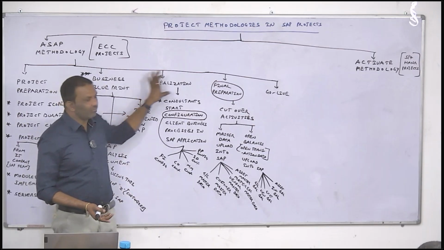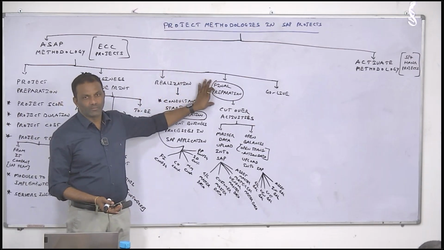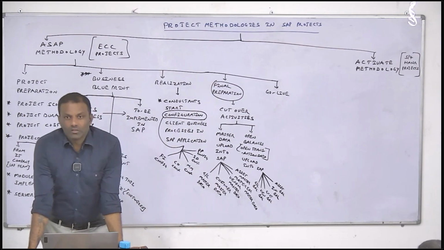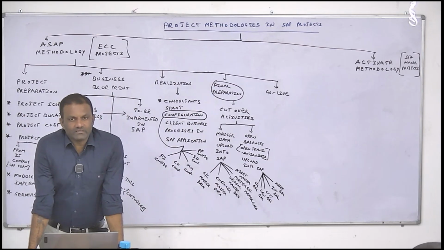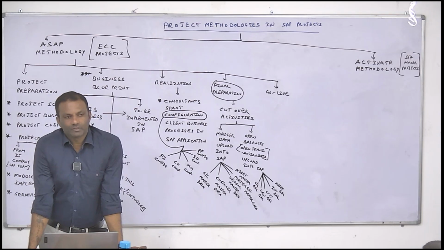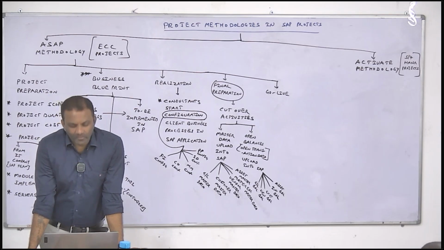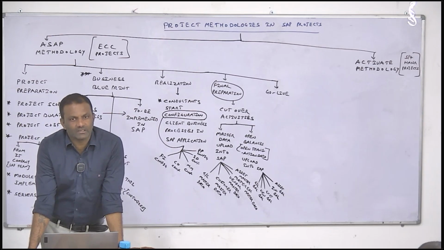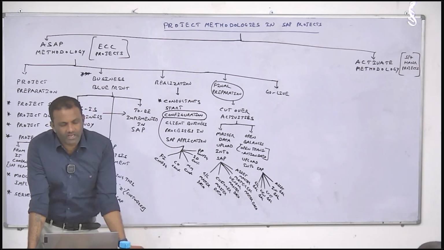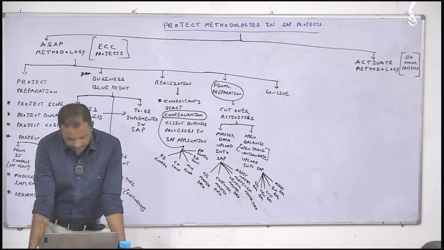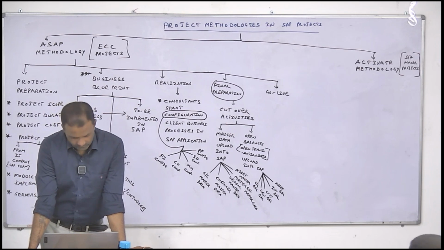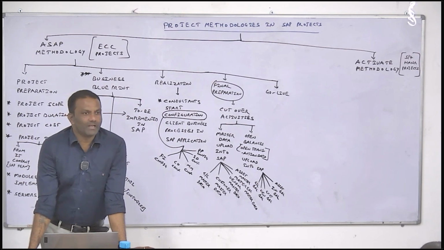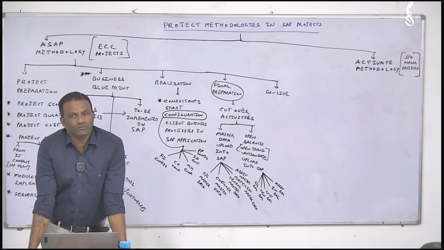After realization, what is the phase we do? Final preparation. In final preparation, normally what do we do? What we call cutover activities. Master data upload, open balance upload. What are the master data we have? What are the master data normally organizations have? Asset master data. What are the open balances we have?